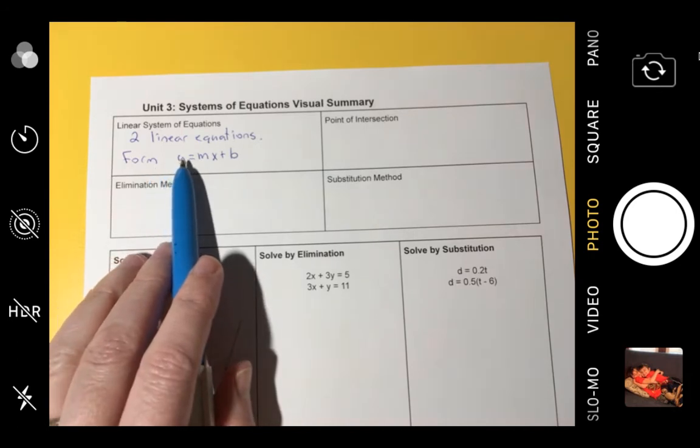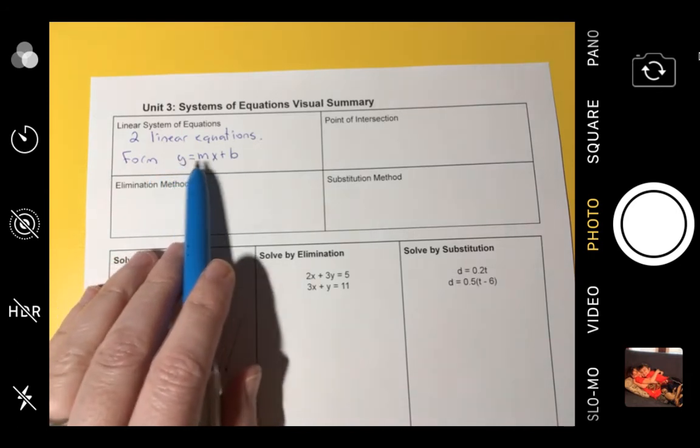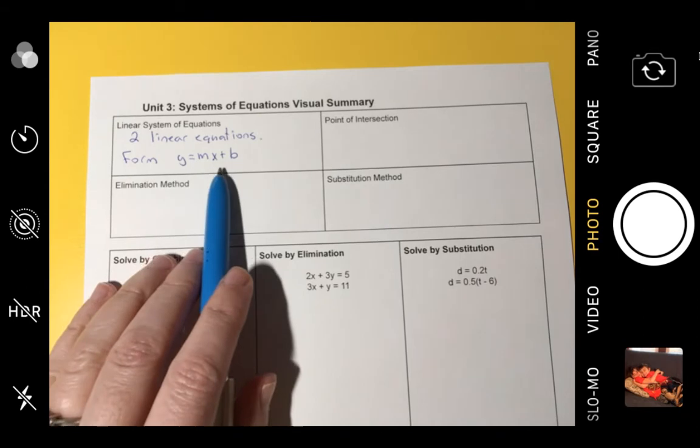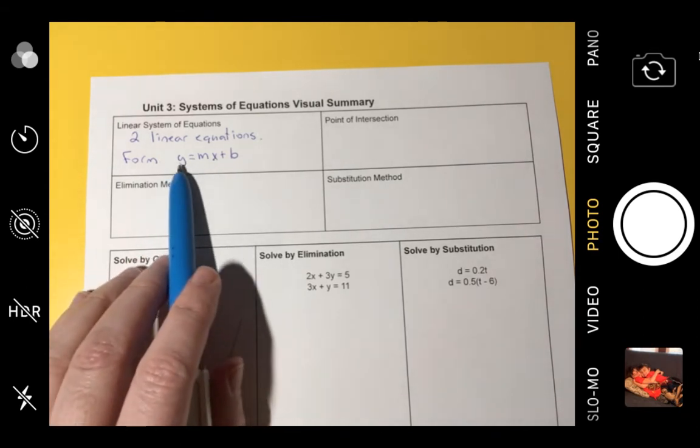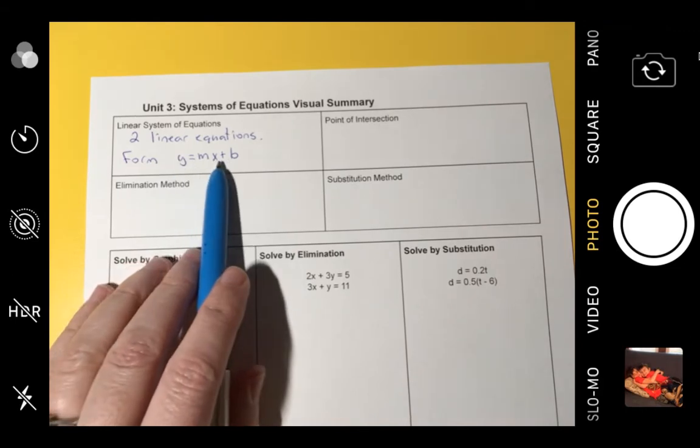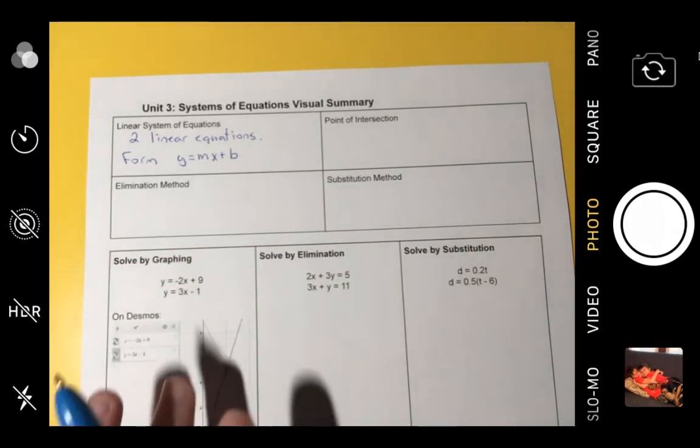And remember, it doesn't have to be x and y. It can be c and n. It can be a and d, right? So as long as you have two variables and a constant, that's all you're looking for.